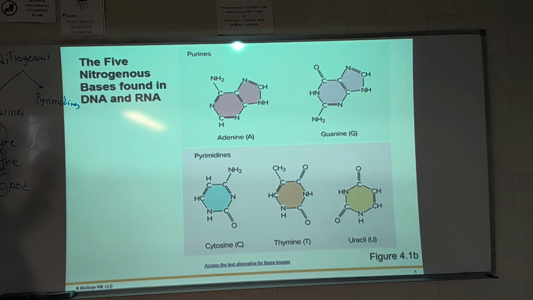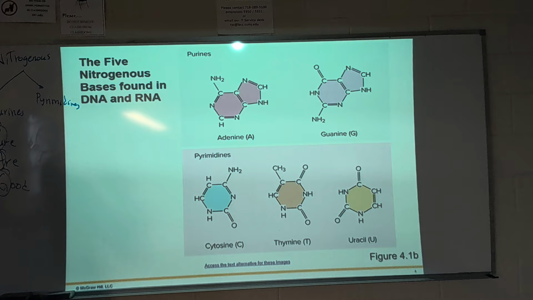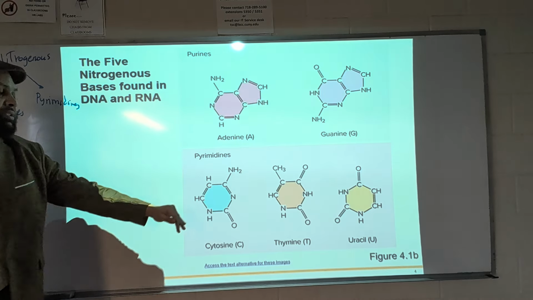It's very interesting. Pyrimidines have a really long name and only one ring. And purines have a short name but two rings. So the one with fewer letters is the bigger one with two rings, and the one with more letters is only one ring. So we have our purines, two ring, and our pyrimidines, one ring. You need to know something.